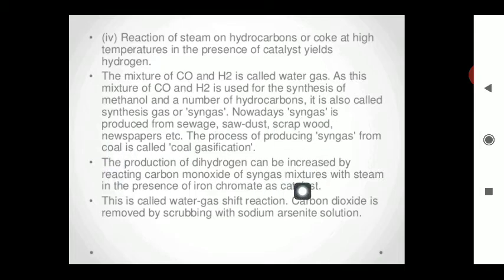The production of dihydrogen can be increased by converting carbon monoxide of the syngas mixture with steam and by adding a suitable catalyst. In this water gas shift reaction, carbon dioxide is removed by scrubbing with sodium arsenite solution. So these are the various methods by which H2 gas can be prepared in laboratory conditions or in specific conditions.